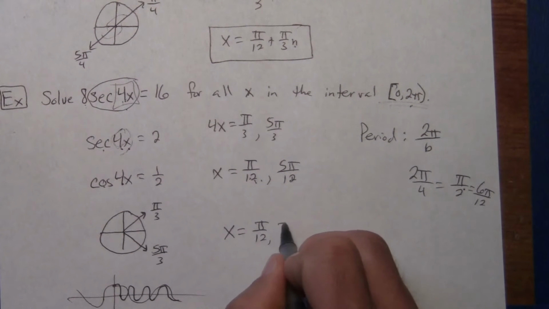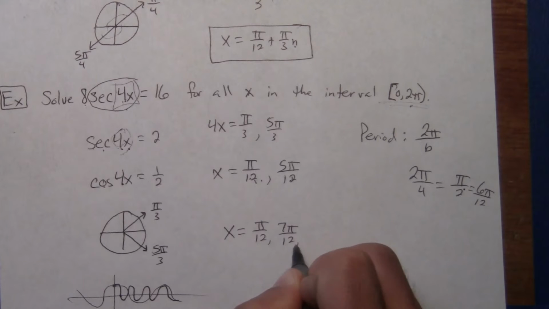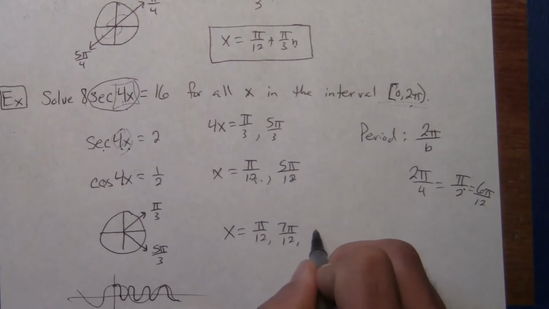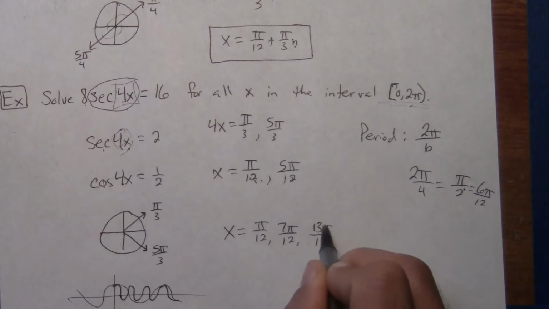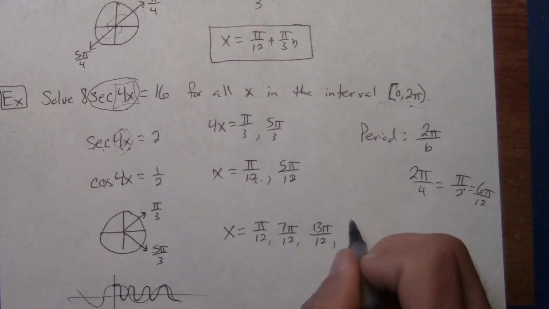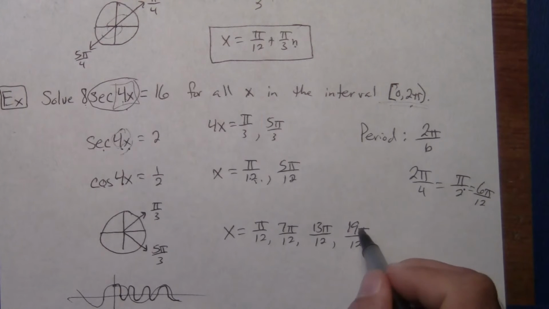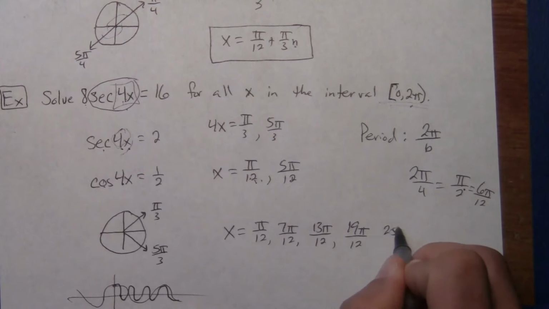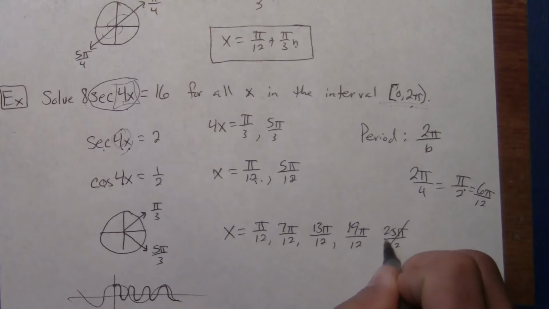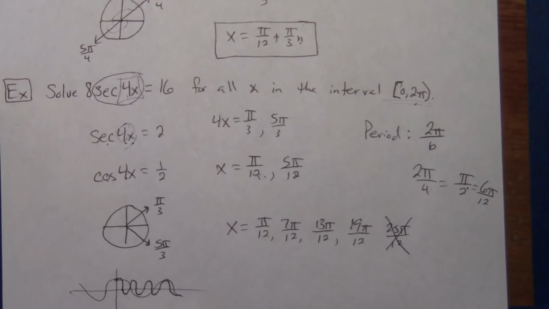So the next one would be 7 pi over 12. Add another 6 pi over 12 will give me 13 pi over 12. Notice that this is still less than 2 pi. Add another 6, it would give me 19 pi over 12. That's still less than 2 pi because it's less than 24. If I added another 6, that would give me 25 pi over 12. That's too big. That's over 2 pi.